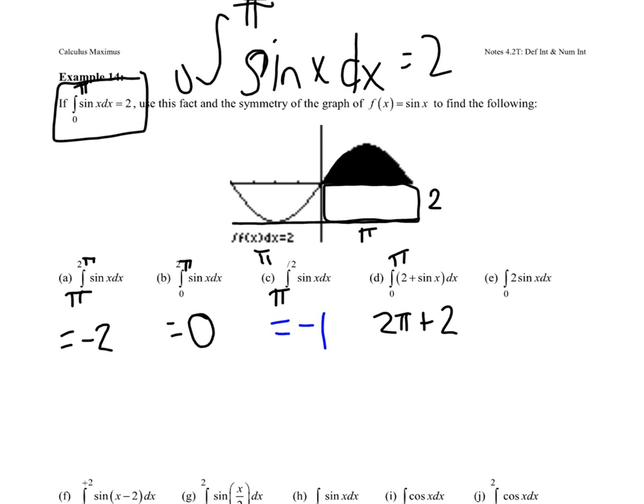Okay, the next one's going from 0 to pi of 2 sine of x. Think about what that 2 would do to the function. Instead of going up to 1, now it's going to go up to 2. So we're going to double our area there. Instead of having an area of 2, we'll have an area of 4.